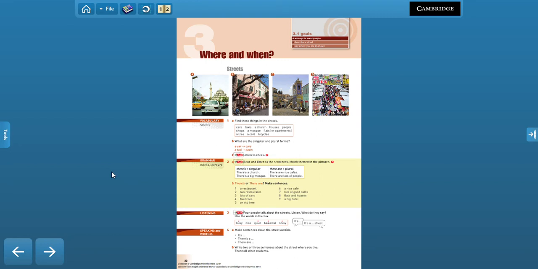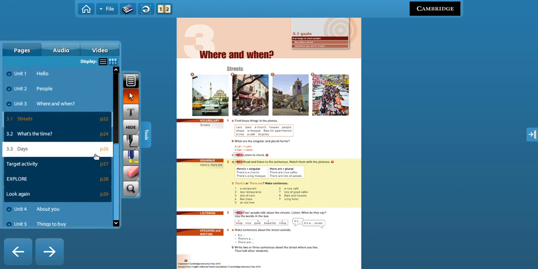Hello everyone, this is me, your teacher, and today we're going to start talking about Unit 3. This is the first lesson of Unit 3 for English 1. The unit is called Where and When. So, of course, we're going to be talking about places and time. We're going to learn how to describe places, important places in the town, and how to say where they are, right? And that is what we're going to focus on today.